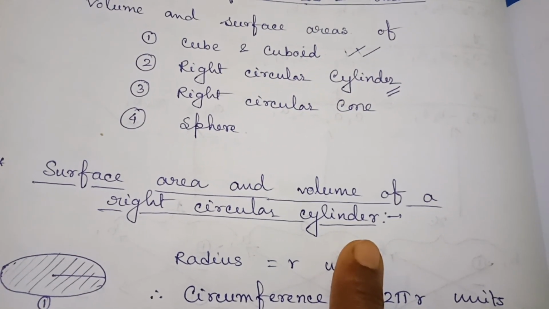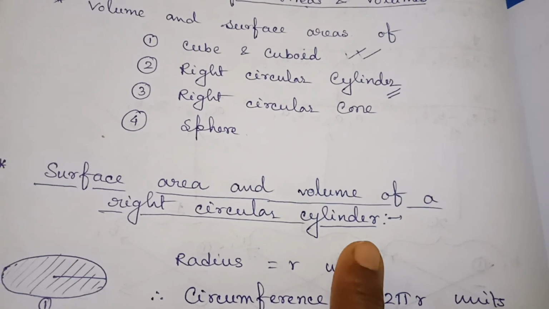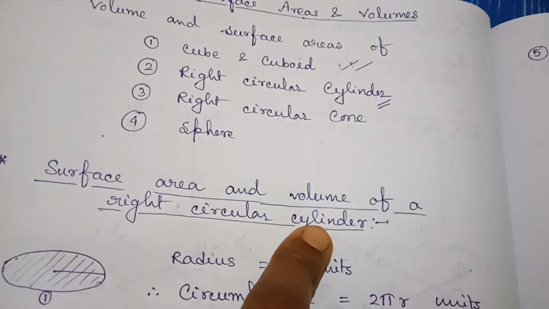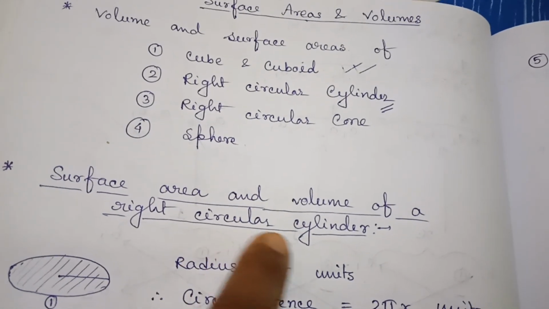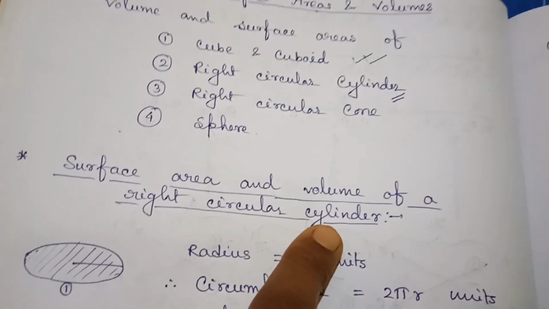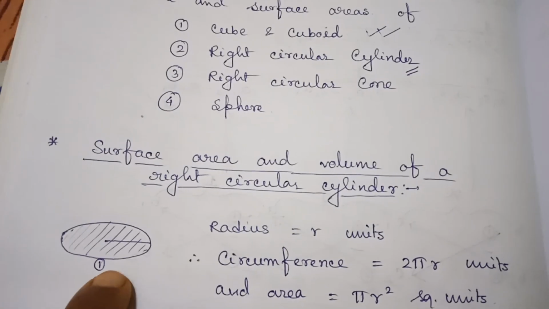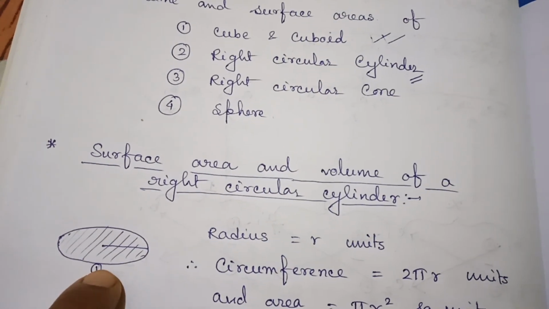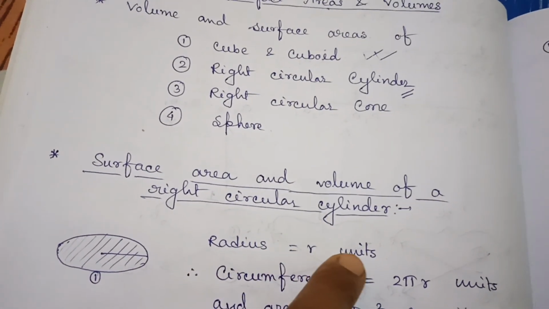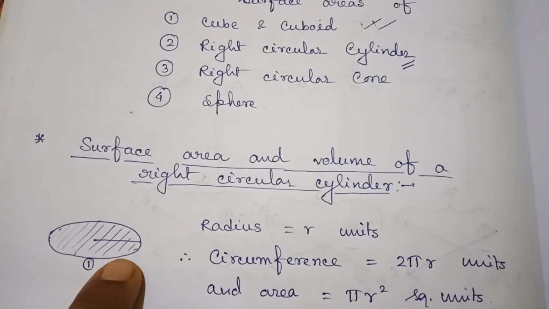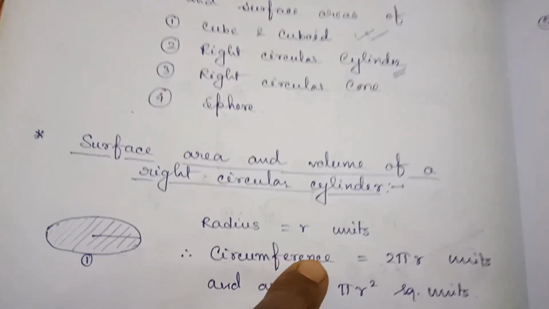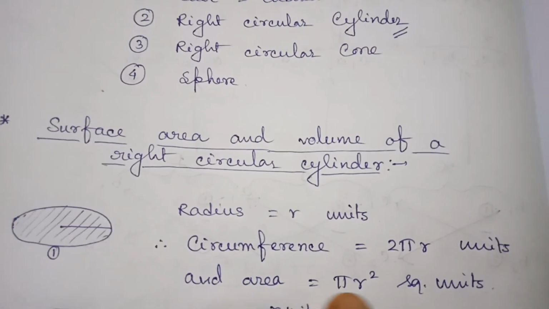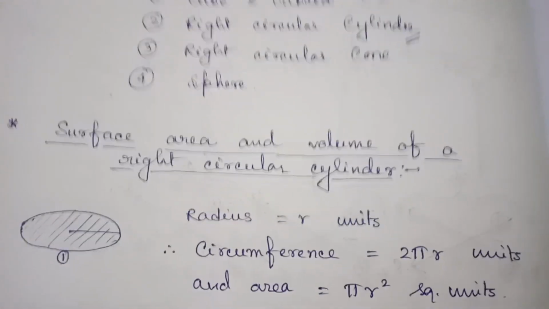Now, before going to the detailed topic, you need to understand what actually a right circular cylinder is. For that, look at this circular structure. This circular structure has the radius r units. So this circular structure's circumference will be 2 pi r units and its area will be pi r square units.